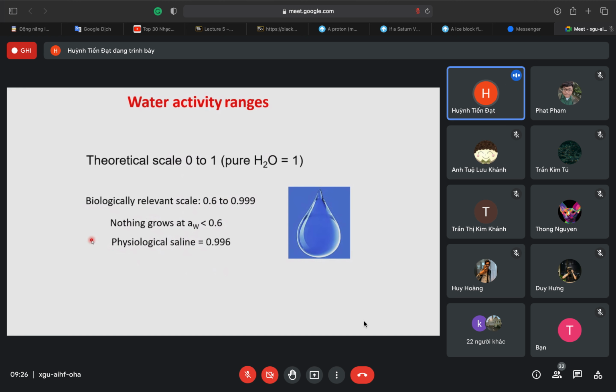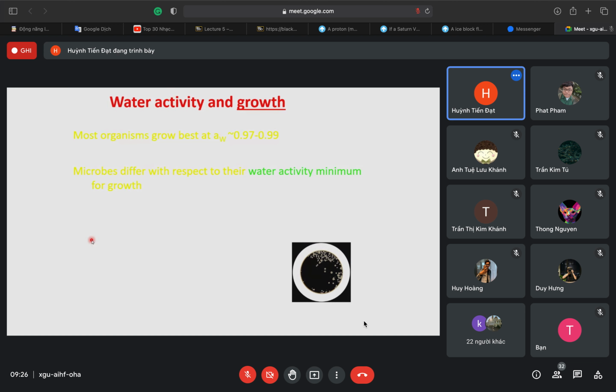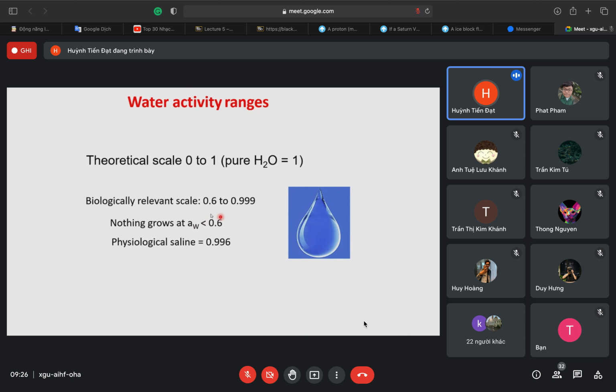That's very little. In physiological saline, like in our tears and blood, it's not very salty; it's 0.9% sodium chloride. So keep that in mind. Nothing grows at a water activity less than 0.6, and very little grows below 0.86. So we talk about this one.